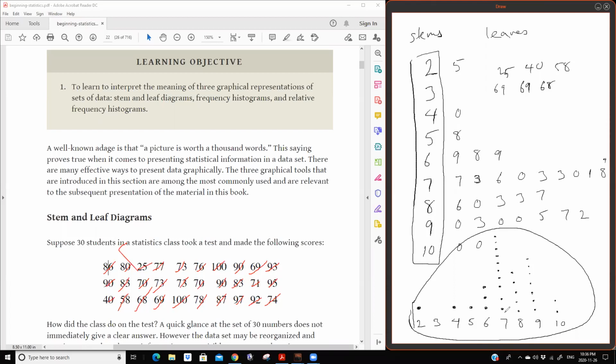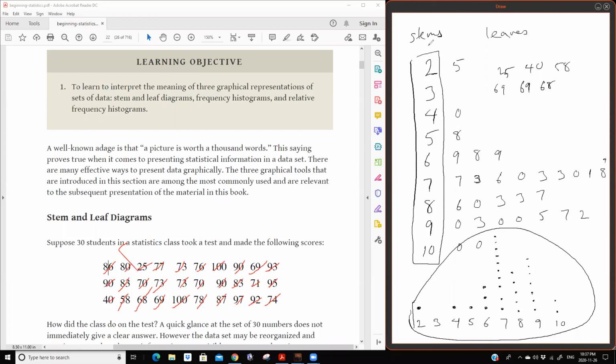For example, it's evident that the people who got between 70 and 79, that would be the mode of this data set. Most of the people, exactly 10 of them, got a grade between 70 and 79.